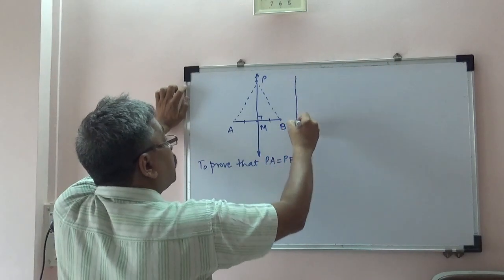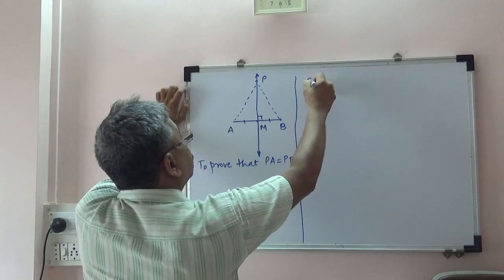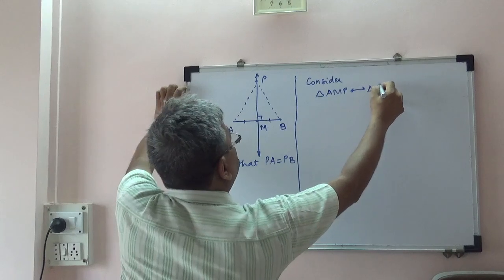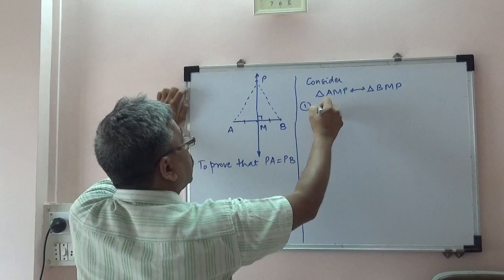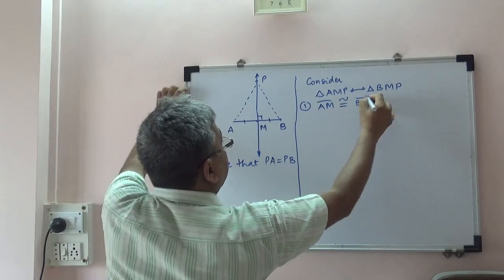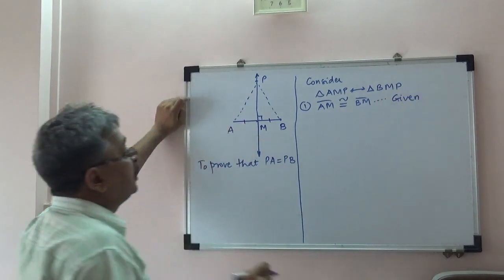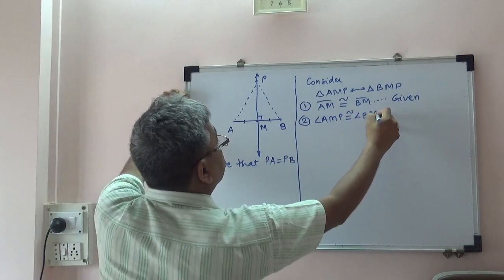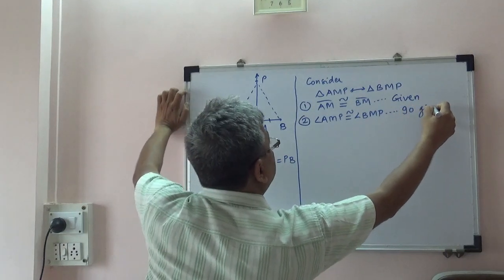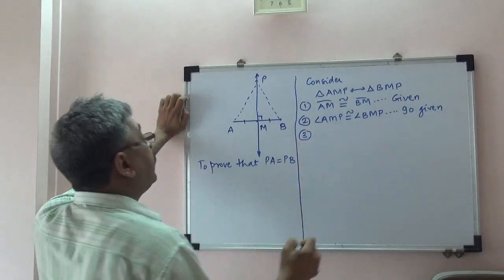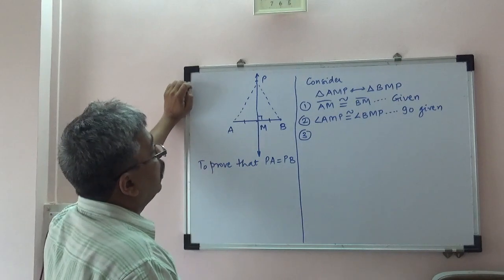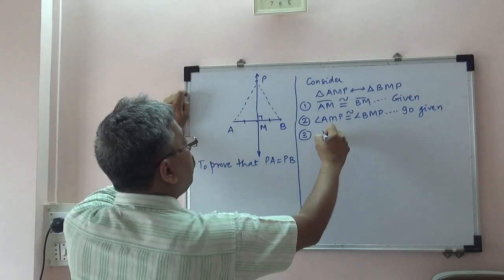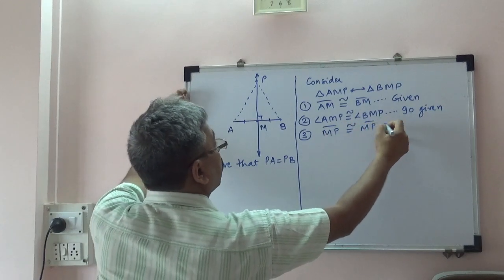So let me show a systematic proof for this particular problem. Statement number 1, consider triangle AMP corresponds with triangle BMP. 1. Segment AM congruent to segment BM. Given, it is given that it is a bisector. 2. Angle AMP congruent to angle BMP. 90 degrees, given. And 3. This is the element. In every congruency problem you are supposed to use your brain and find out the third element. 2 elements are normally given; the third element is supposed to be found out. So here the third element is MP congruent to MP.